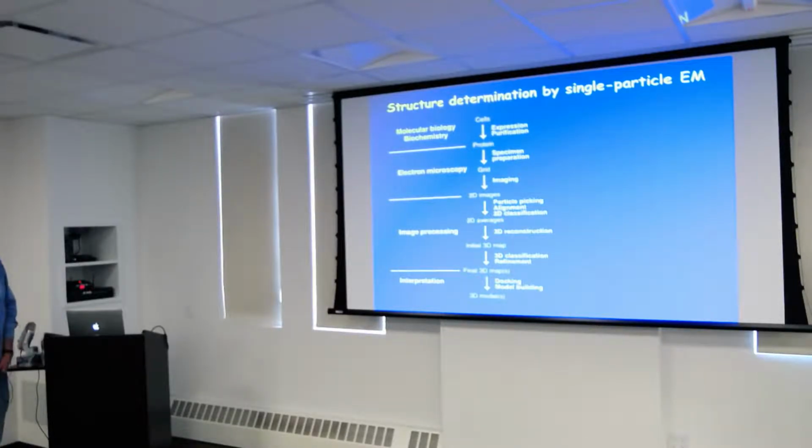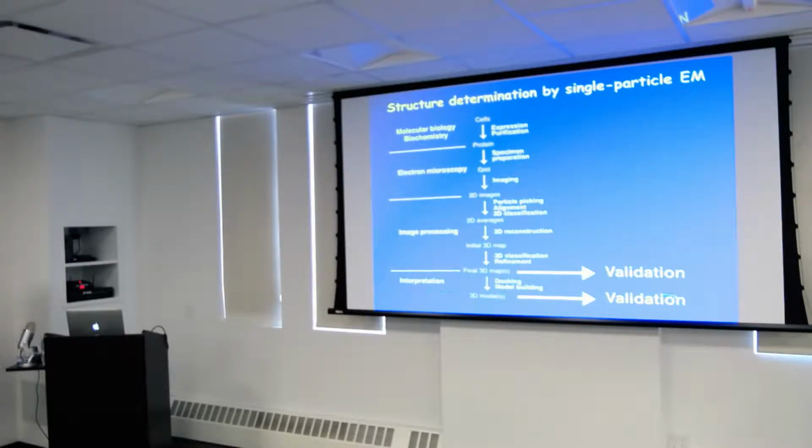And so my task today is to talk about this final 3D map and how do we know that this final 3D map is correct or not. And then once you have a final 3D map, you also build an atomic model. This is a different type of validation, that you basically want to validate that the model that you built is actually correct. So I'm not going to talk about this at all. I think somebody else is going to talk about this.